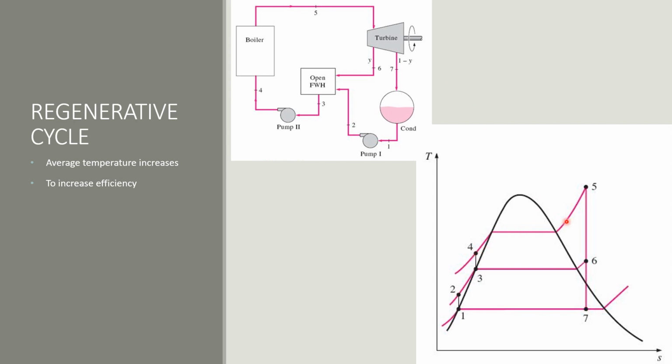After the 4 to 5 process, which is the boiler process, the steam passes through the turbine in the 5 to 6 process. We have an open feed water heater, so we use the remaining part of the steam to heat up the water coming from the condenser and the pump. We pump this preheated water to the boiler, so the efficiency of the system increases.